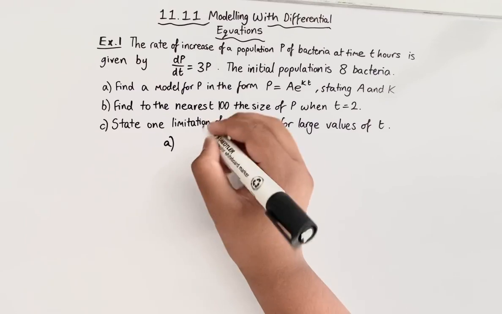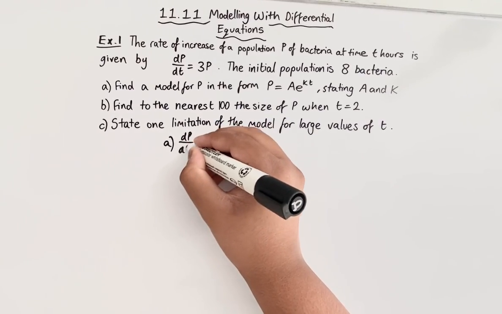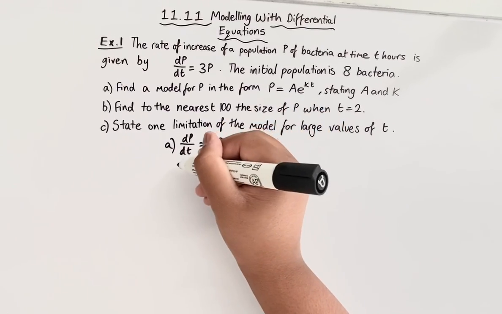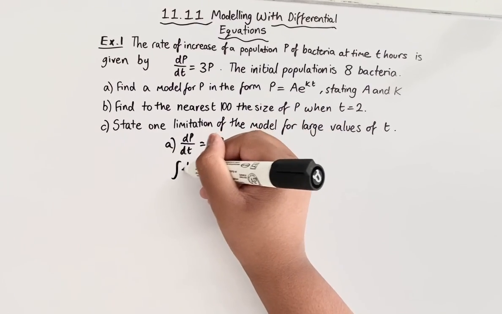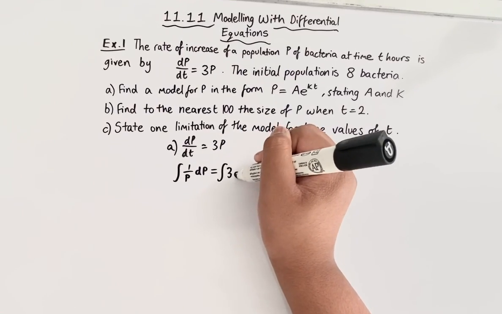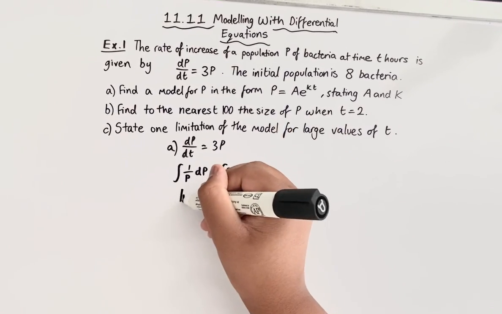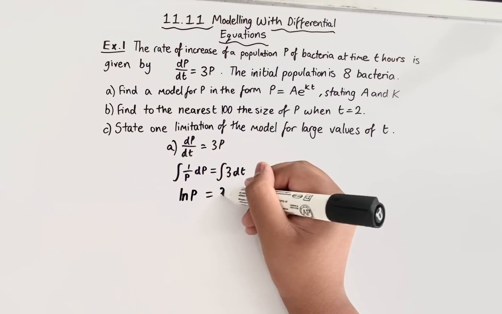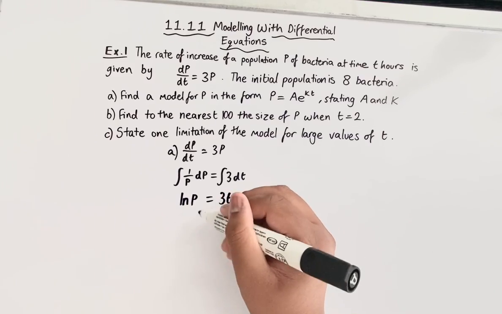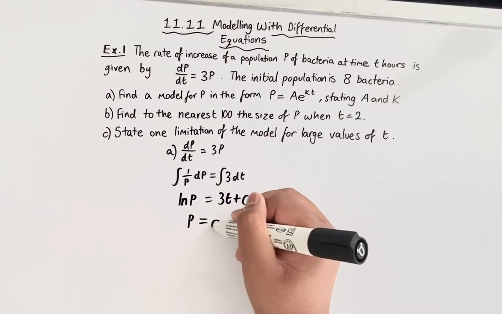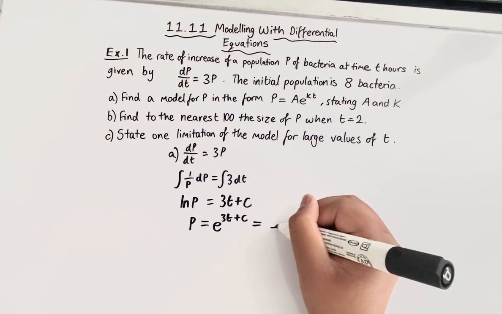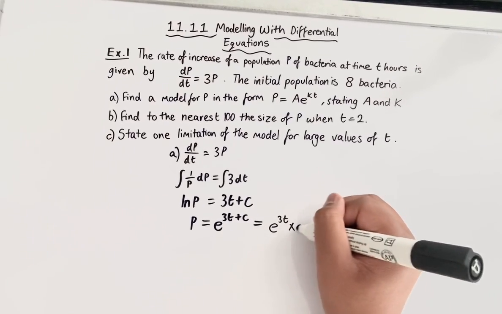For Part A, we have dP/dt = 3P. By separating the variables, we can create the integral of 1/P with respect to P is equal to the integral of 3 with respect to t. This gives us ln P = 3t + c. Raising both sides to the e power, we get P = e^(3t+c), which can be rewritten as e^(3t) multiplied by e^c.